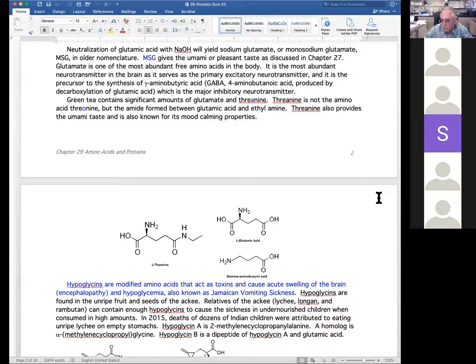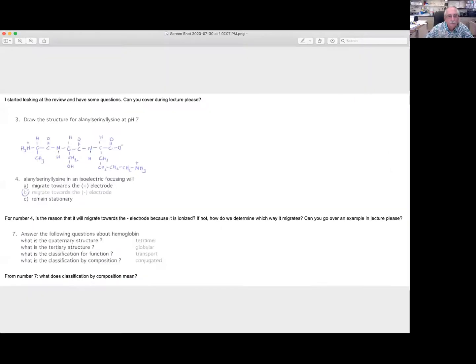So while we're at it, somebody had sent me an email. I hope this is the screenshot. Yeah, so here's the screenshot. This is from the review. So looking at this problem here, number 4, she's asking if the reason that it would migrate towards the negative electrode is because it's ionized. Yeah.